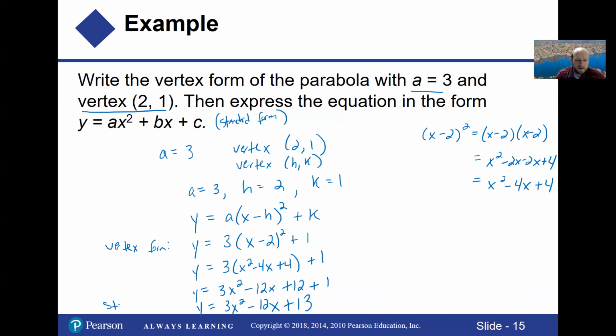So this here is your standard form. Whoops, I was writing form and standard in the same word. Standard form here is y equals 3x squared minus 12x plus 13. That's what they wanted here.